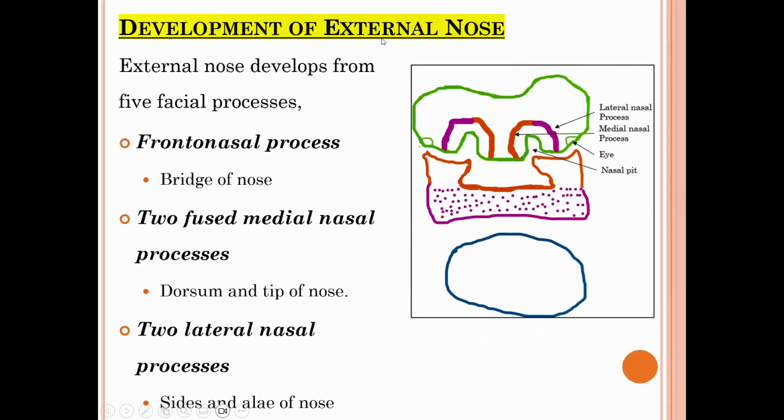Now we are going to see here the development of nose, the development of external nose. External nose is derived from the 5 facial processes. First there is frontonasal process. So here is the frontonasal process. Then 2 medial nasal processes, 2 lateral nasal processes.